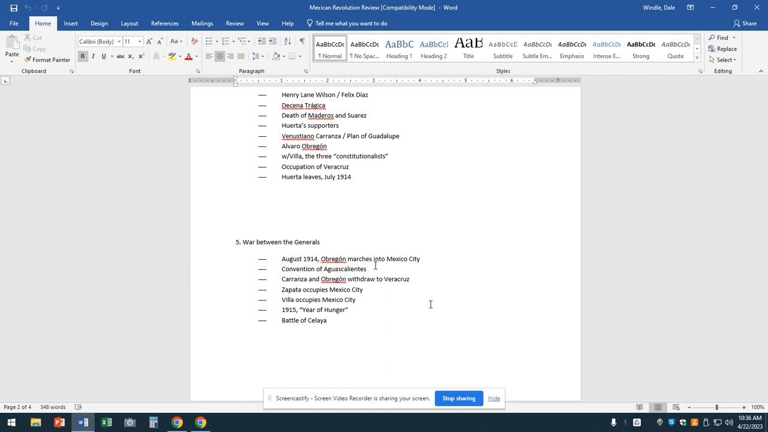In August of 1914, Obregon marches into Mexico City. And so this rebellion against Huerta is kind of successful at this point. And so the generals all have a meeting at Aguascalientes and decide, where do we go from here? What happens to Mexico next?